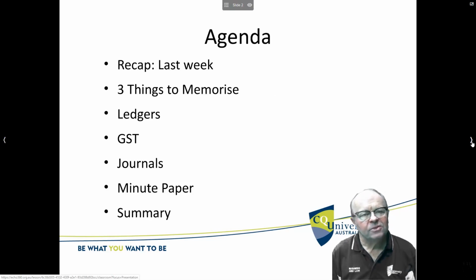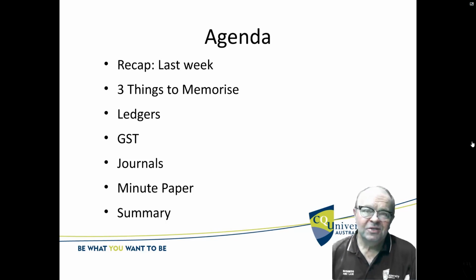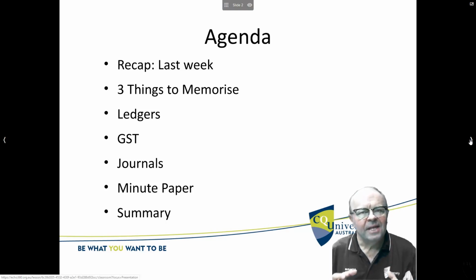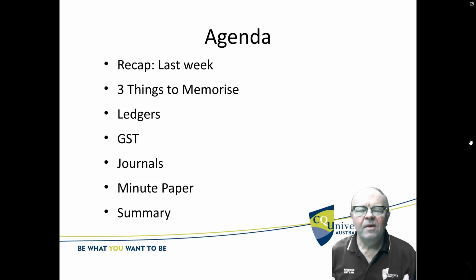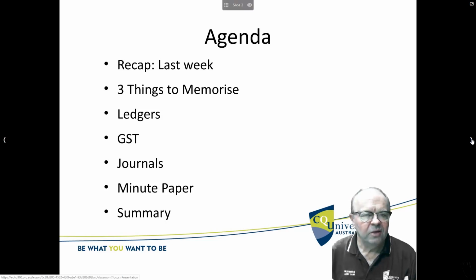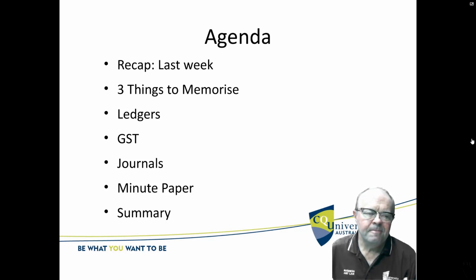Today we'll be recapping last week, and then we'll look at 3 things to memorise. These are things, yes, you need to memorise. This is the key to getting a hold of your bookkeeping and double entry accounting. We'll then look at ledgers, which in many ways is the heart of the accounting system. And then we'll look at GST and see that GST comes up into a lot of transactions in accounting, and that's why we're looking at it early on. Then we'll look at journals, where we record transactions each day or as they come in. And then we'll look at a minute paper and then a summary.